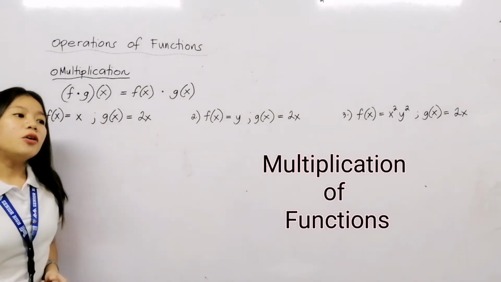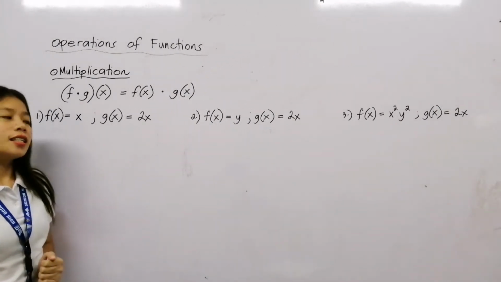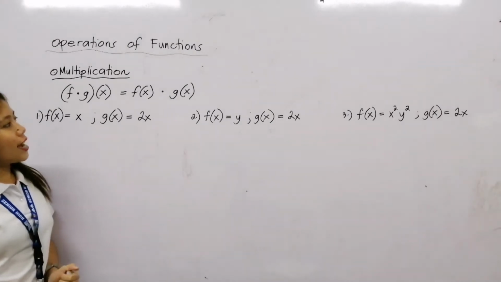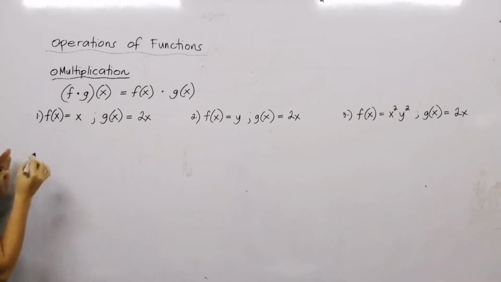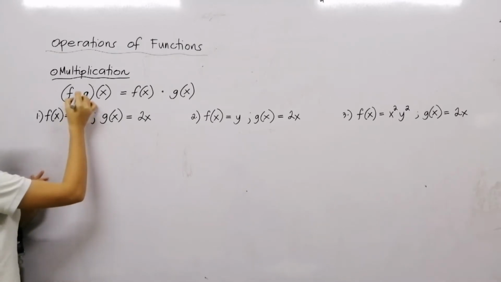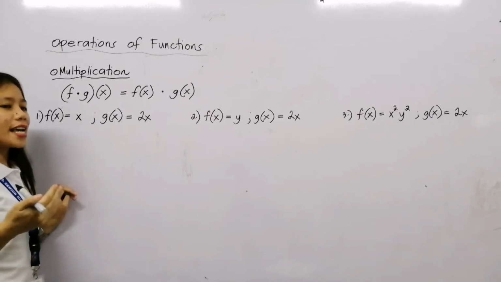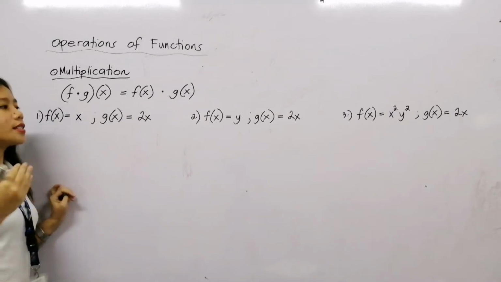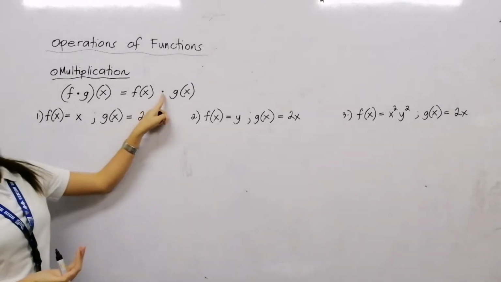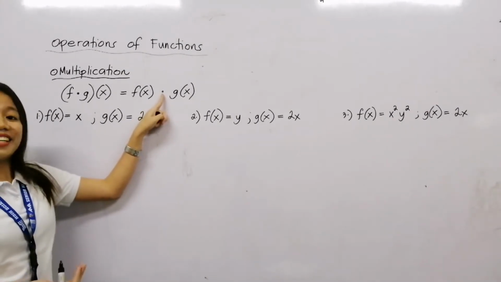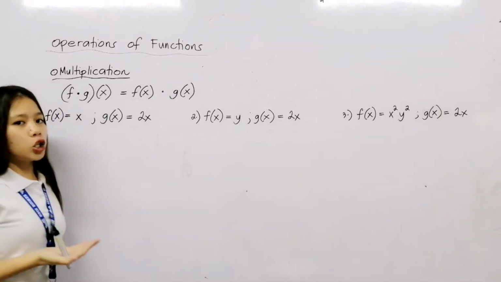We come now to our third operation. We have multiplication of functions, class. As you observe here on the board, we have here our graded notation. If you notice, class, this symbol, if you still remember during your junior high school years, starting from grade 7 up to grade 10, you are very familiar with this. Hopefully. Very familiar. This is the symbol that we use along with the operation multiplication.